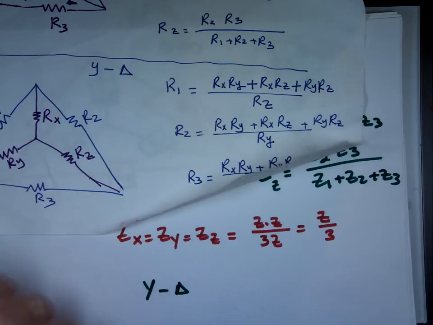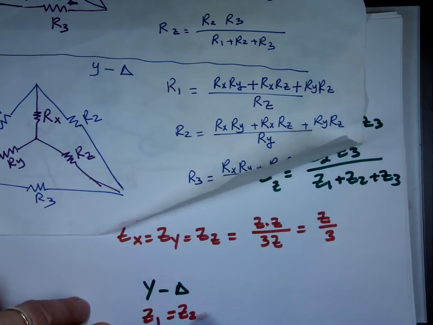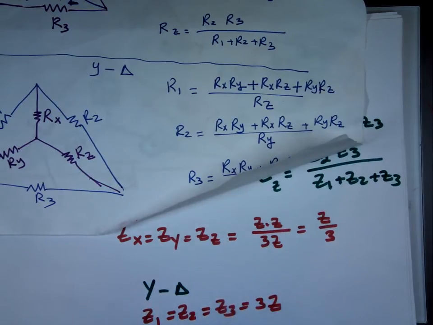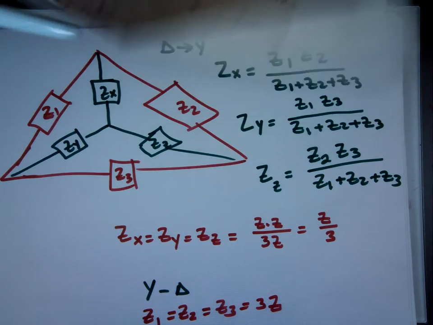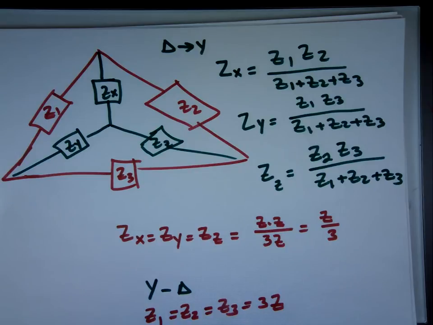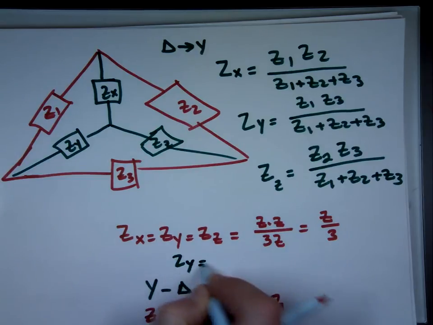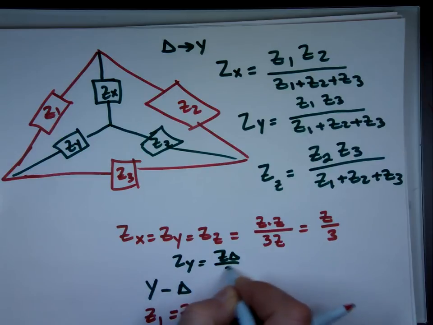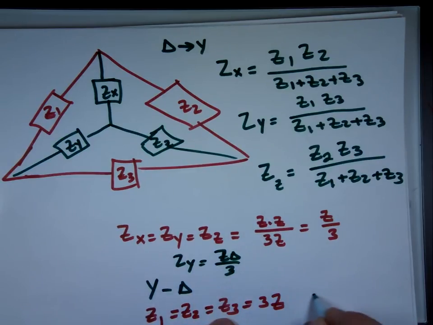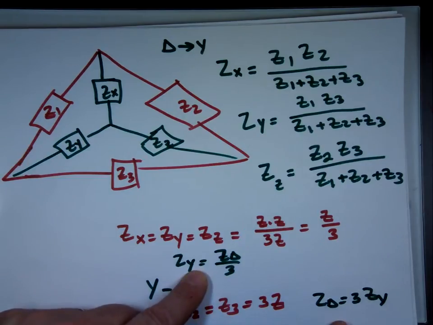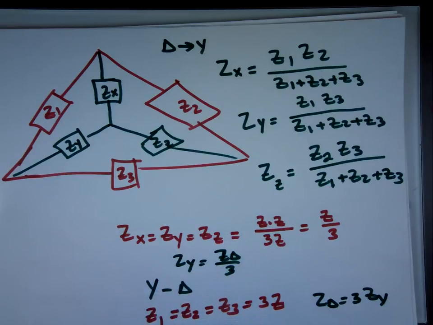So Z1 equals Z2 equals Z3, which is 3 times Z. So a lot of times when you look in a circuit book, they go Zy equals Z delta over 3. Or you look at this, you go Z delta equals 3 times Zy. It's the same equation when they are equal, when they balance. So you can do it that way. Again, going back to circuits 1 and using these notes.